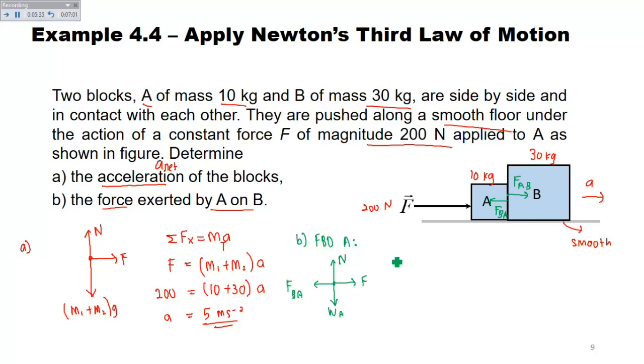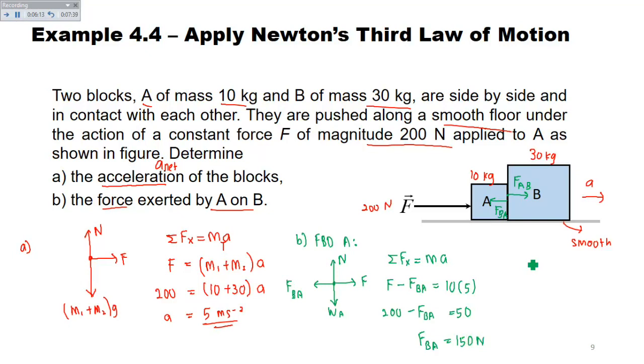So kita resolve into X, summation Fx equals to MA. F minus FBA equals to 10 times 5. F is 200 minus FBA equals to 50. So we will get force exerted by B on A is 150 Newton.